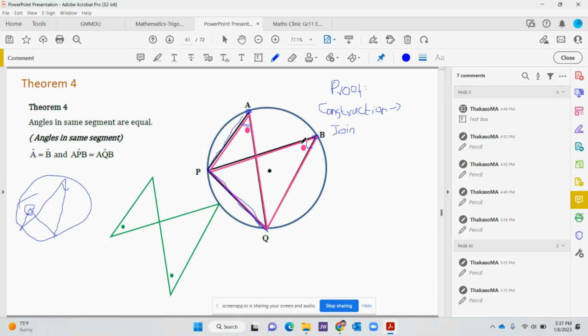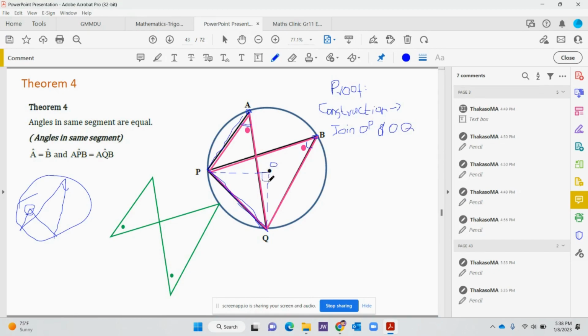So how do we go about proving that one? We create a point at the center and name our center O. Then we join PO, and we also join OQ. Okay, so what do we know?